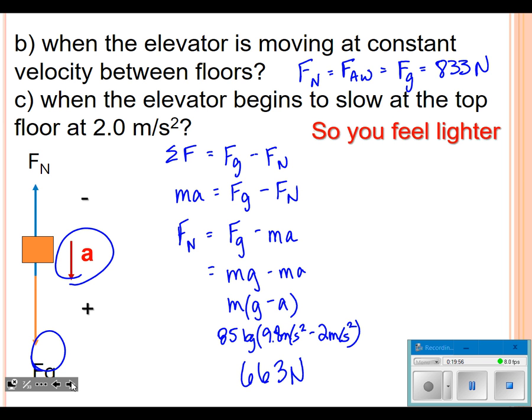So we would feel lighter when we were slowing down. Okay? So hopefully those help. I would like for you, like I said, to get through this before we come in for class. If you have any questions about this information, we can discuss it then, and we'll get going with the rest of the notes next time.